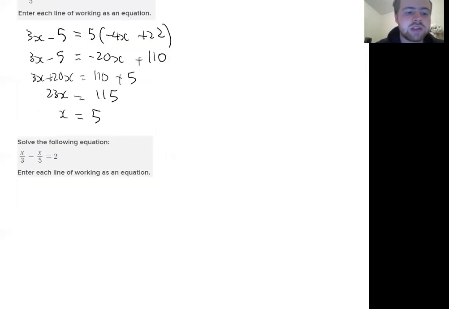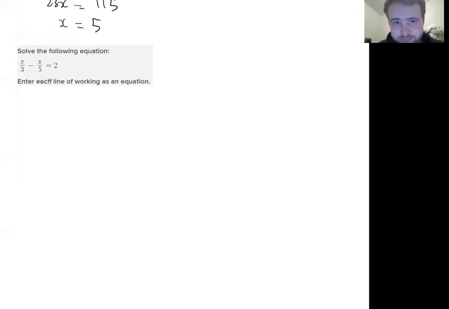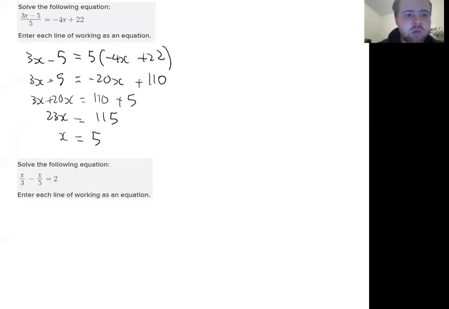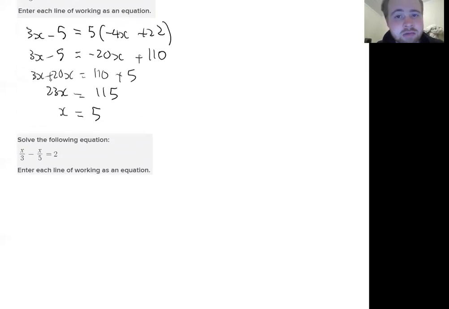Okay, last question here. We've got an equation with 2 fractions. Now, what we did in this question with 1 fraction is we multiplied by the denominator 5 to get rid of that fraction. But here we can't just simply multiply by 3 because that won't get rid of the second fraction. We can't just multiply by 5 because it won't get rid of the first fraction. So to get rid of both fractions at once in one fell swoop, I like to multiply everything by the lowest common multiple of the 2 denominators.